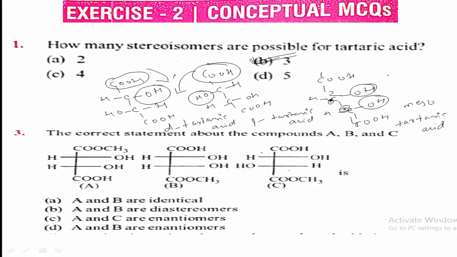What is an asymmetric or chiral carbon atom? If a carbon atom is attached to four different groups, then it is chiral or asymmetric.